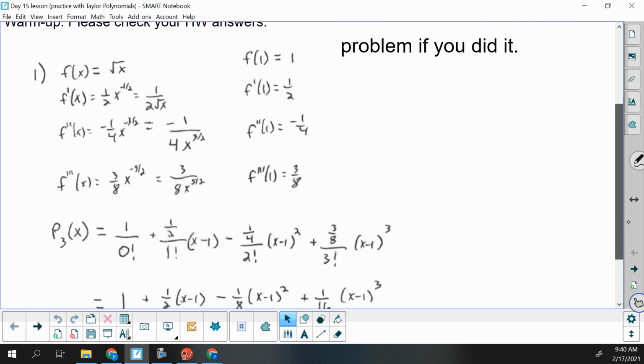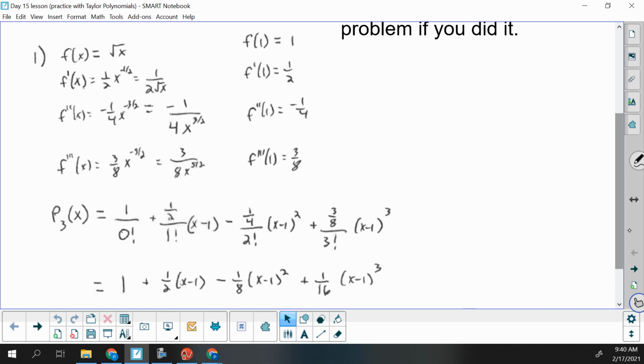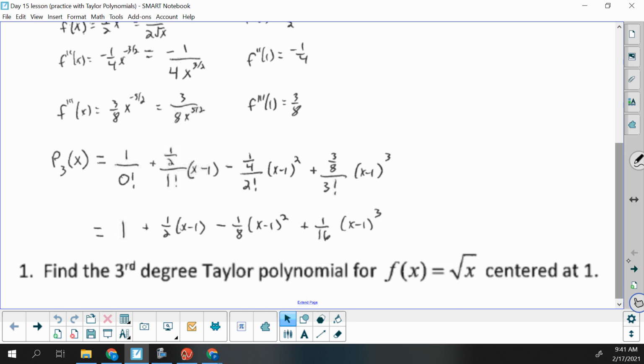So the 1 goes over 0 factorial. The 1/2 over 1 factorial times x minus 1 to the first. Then the negative 1/4 over 2 factorial times x minus 1 to the second. We have x minus 1 because it's always x minus our center. And then you have a similar idea for the third derivative one. You could have just left it as that. That would be a full credit answer, or I neatened it up. So either of those last two lines would be full credit.